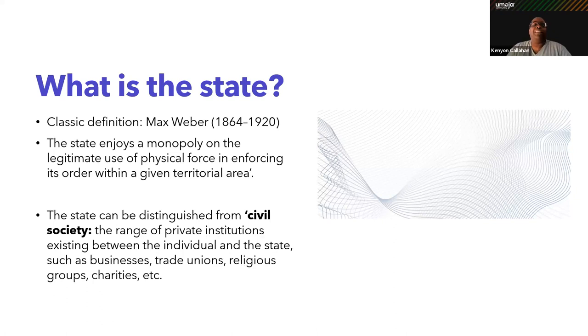Anyway, the state can be distinguished from civil society, the range of private institutions existing between the individual and the state, such as businesses, trade unions, religious groups, charities. Now, let's be clear. Yes, private institutions exist, but within the state, private institutions also have to conduct themselves and behave within the structure of the state. But they are separate, especially in the United States. Look, in the United States, unions, religion, because we believe in the idea of separation of church and state. That's what we say here in America.